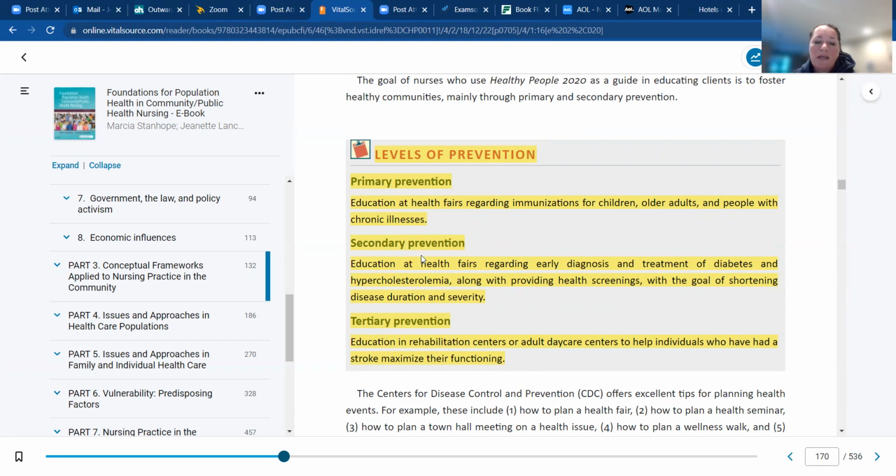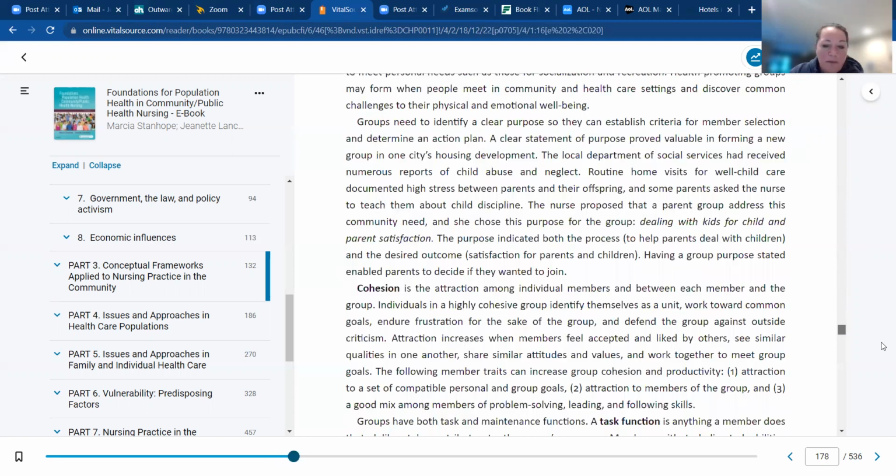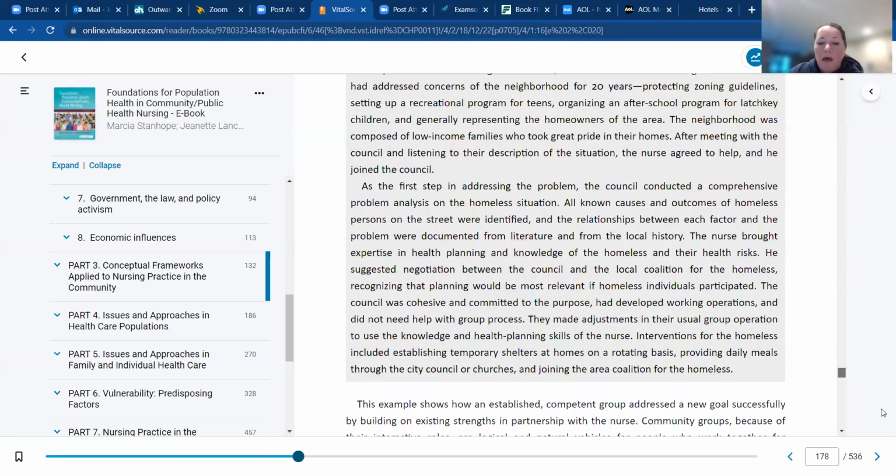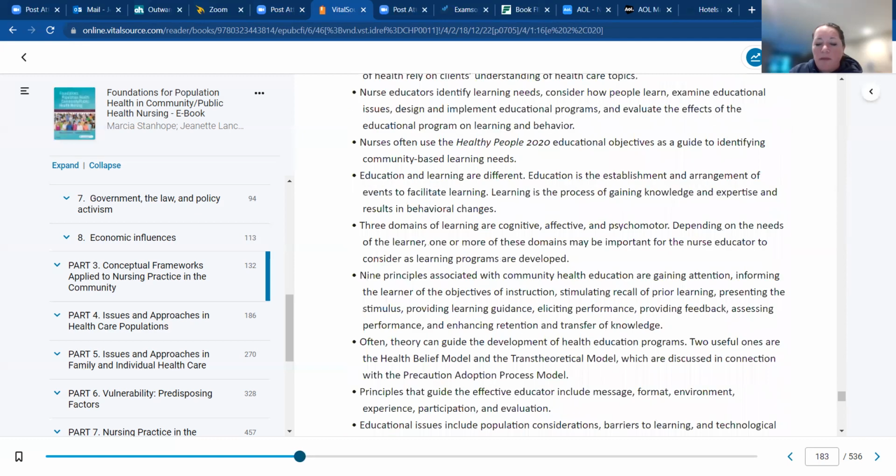So here we're going to look at secondary. We're going to educate at health fairs with those that already have something, along with health screenings to make sure that our duration and severity is less. And then when we're going to tertiary education, we're going to educate in rehab centers or adult daycare centers who have had a stroke. So this is where we're going to do our treatment there. I like to show you that because that's a good one that usually pops up. That's about it from the textbook that I wanted to share on teaching and education.